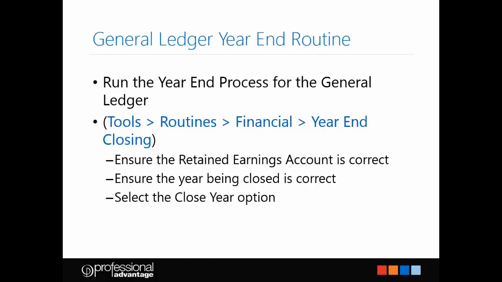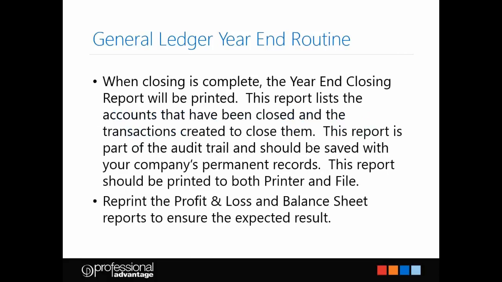The other thing we need to be aware of is to ensure the year being closed is correct. So if we meant to close 2014 and somehow the year displayed there is a different year, then we need to be alert. Select the close year option, which is the button at the bottom right-hand corner, which will kick off the GL year-end process for you.